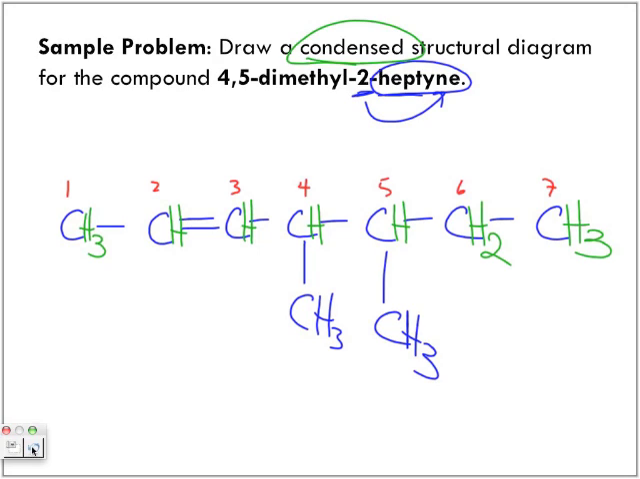So here is the condensed structural diagram for a 4,5-dimethyl 2-heptyne. Okay, so always do a double check. Go back, see if you can identify your diagram and get the original answer. All right, so do the steps. So go backwards to do your own little self-check.